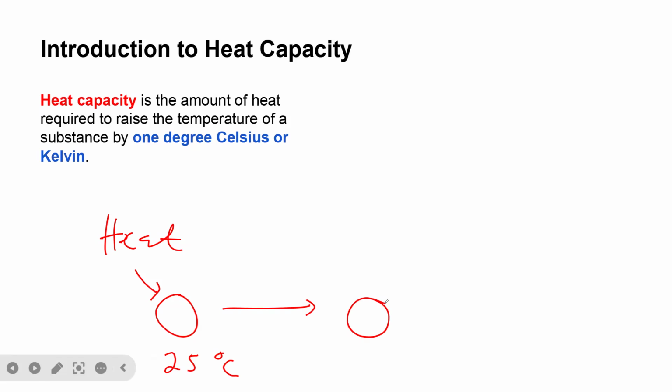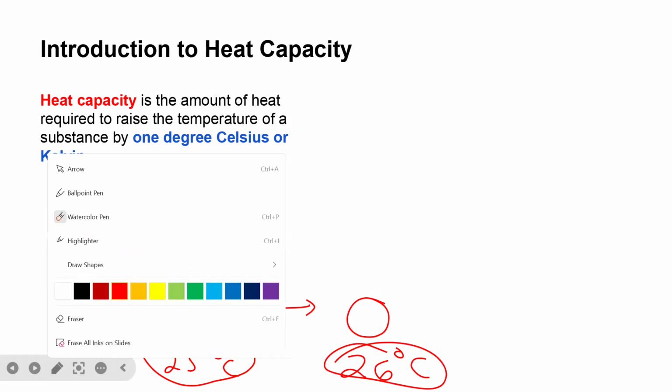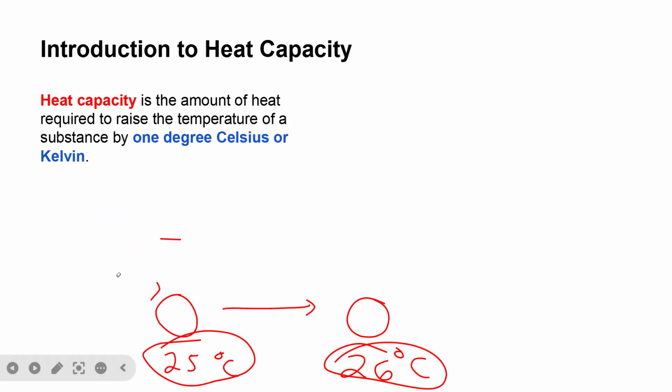Let's say now the temperature is changed from 25°C to 26°C. So the amount of heat that is required to increase the temperature of a substance by 1°C or 1 Kelvin is what we call heat capacity. As you can see from here, the temperature of this object is changed from 25°C to 26°C, and that is what we call heat capacity.